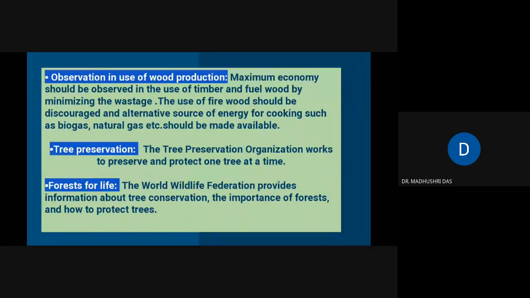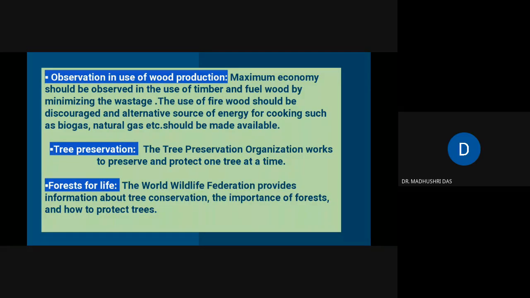And thirdly, we should observe wood production. If we look at the economic demand, there is a demand for timber and fuel wood. So we could minimize the use of timber and fuel wood and replace them with alternative sources such as biogas, natural gas, etc., which should be made available.